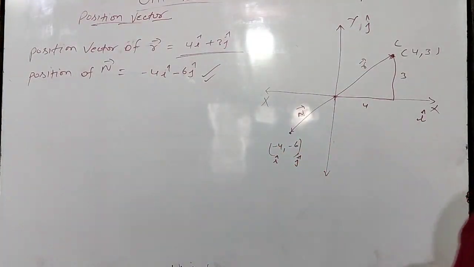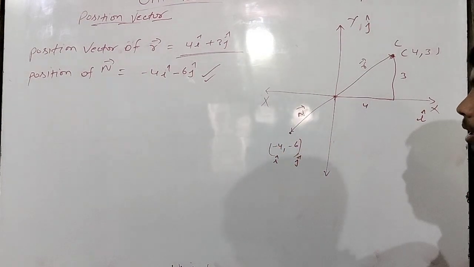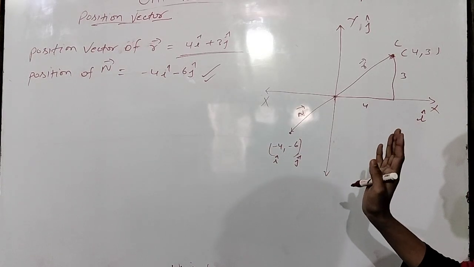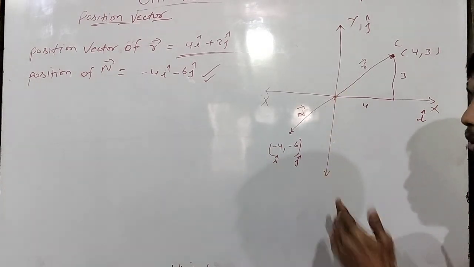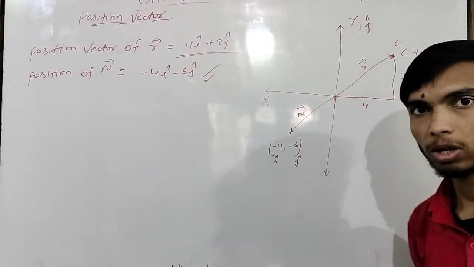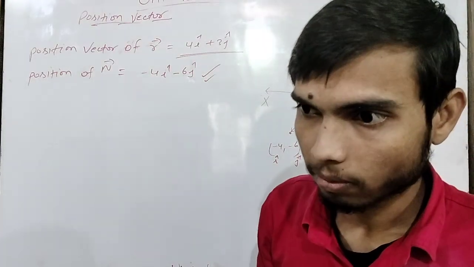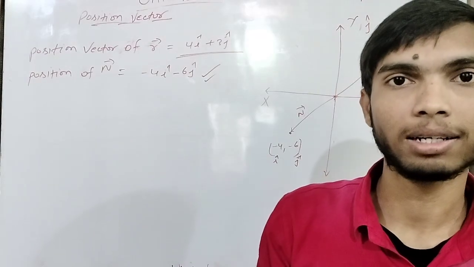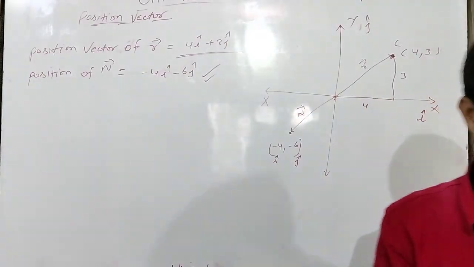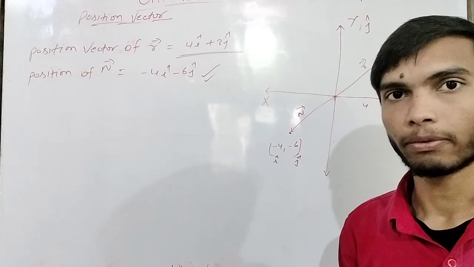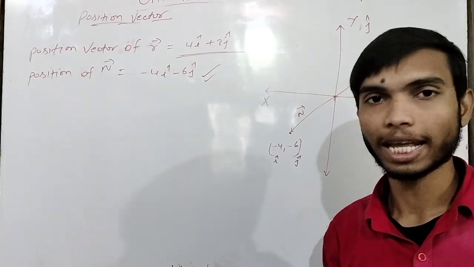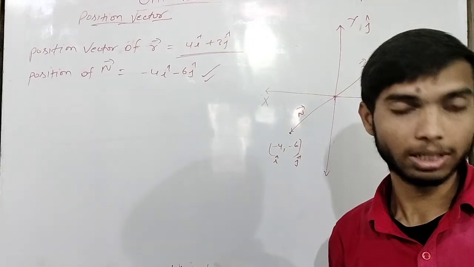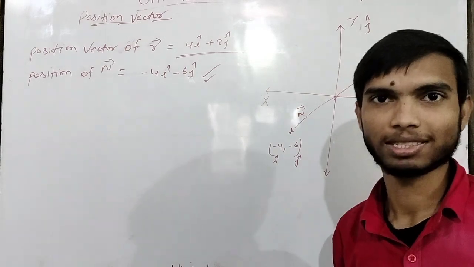Now, we were able to identify the position of a vector when we had two axes. But what if we have three axes? In that case, how do we find it? Is it possible? Yes, it is possible.